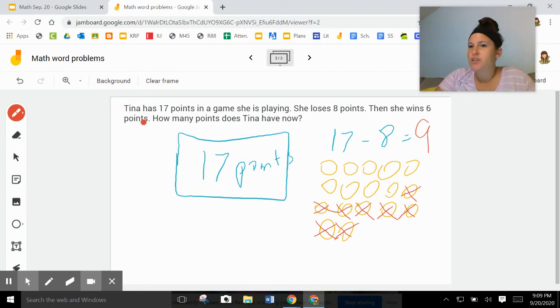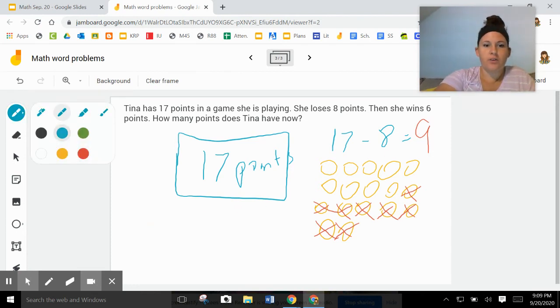Maybe she found a treasure chest or something, or she won a battle. Who knows? But now she wins 6 more points. So she doesn't have 9 anymore. She gained more, because when you win more points, your numbers go up, which is adding. So now we need to take that 9 she ended up with after she lost those 8 points, and we need to get another equation going.